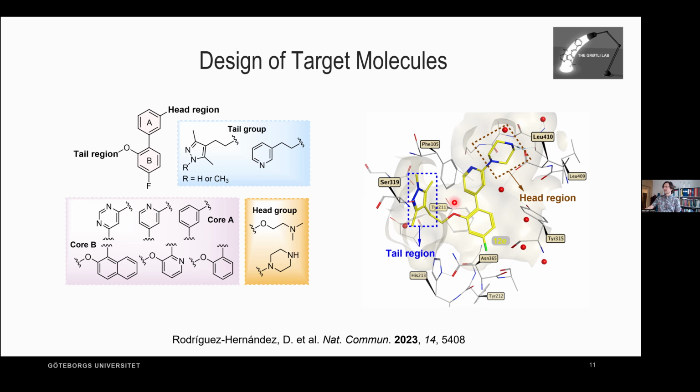And again, I just showed here one of the compounds we made, called 12E, where the blue box here indicates the tail region, and the upper part here is the head region.